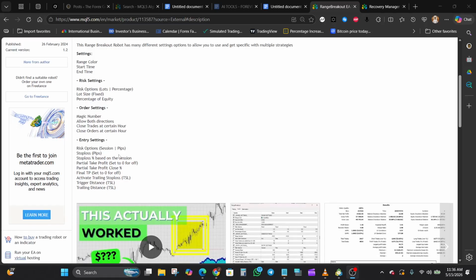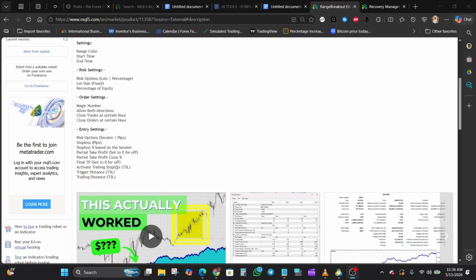Now, when we move into entry related settings, this is where the breakout logic becomes more customizable. You can set stop loss in pips, or even base it on session structure. There's also partial take profit functionality where you can close a percentage of the trade early and then let the rest run toward a final take profit if enabled. We also have trailing stop functionality where you can define a trigger distance and a trailing distance, right? So once price moves in your favor, the EA can start locking in profit dynamically.